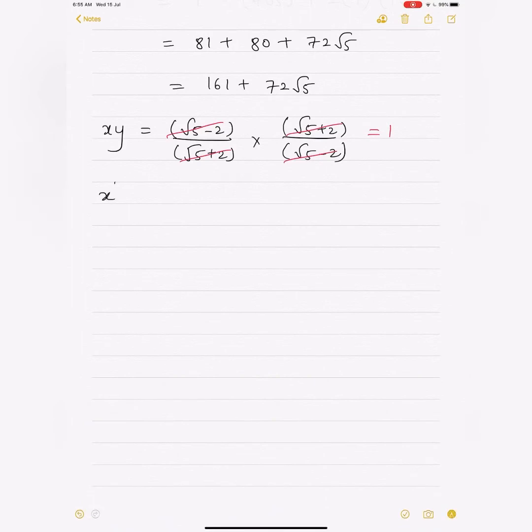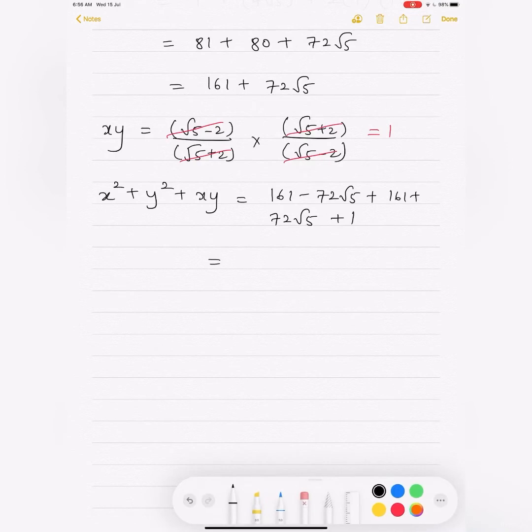And the last part now, what is the last part to find the total of all of them? So how will you find out x squared plus y squared plus xy? So let's put the value. What is x squared first? 161 minus 72 root 5. What is y squared? 161 plus 72 root 5 plus what is xy equal to? 1. So if you add them all, you will get the correct answer. Now minus 72 plus 72. So it will become what? 323 is your answer, final answer.